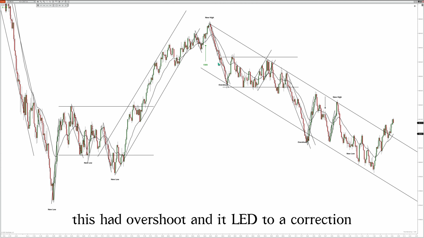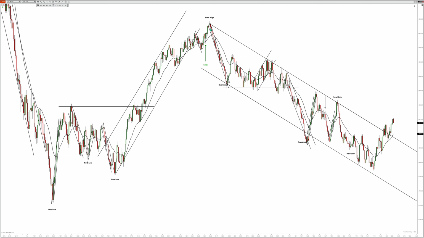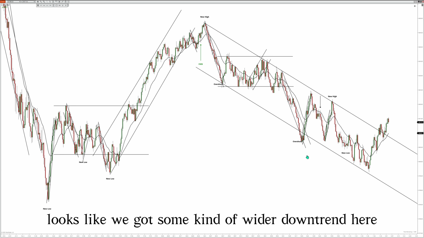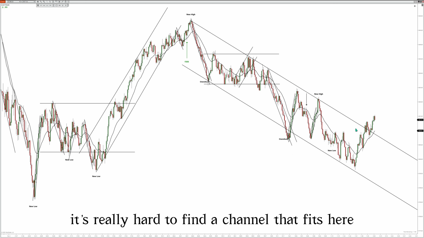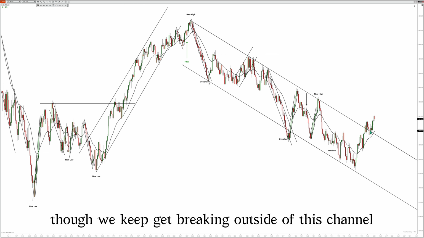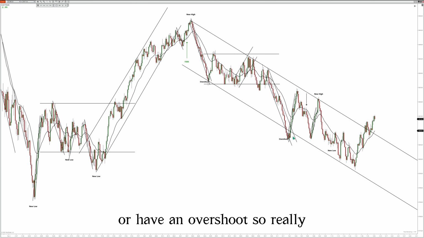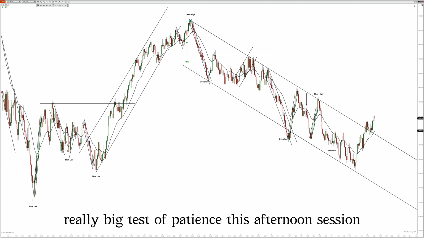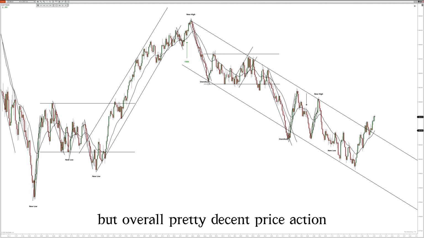This had overshoot and it led to a correction. It looks like we got some kind of wider downtrend here. It's really hard to find a channel that fits here though. We keep breaking outside of this channel or have an overshoot. So really big test of patience this afternoon session, but overall pretty decent price action.